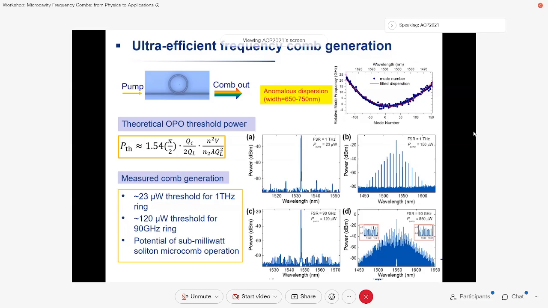we have very complete four-wave mixing comb for this resonator, and it's potential for some milliwatts soliton microcomb operation.